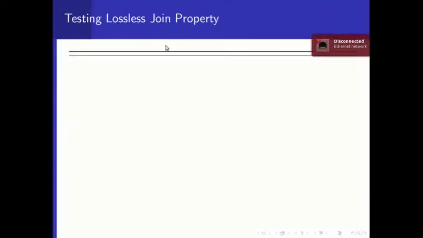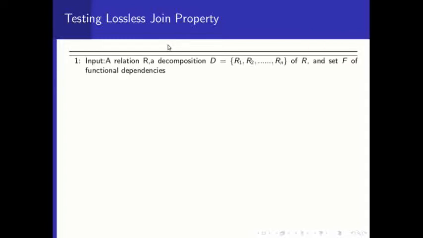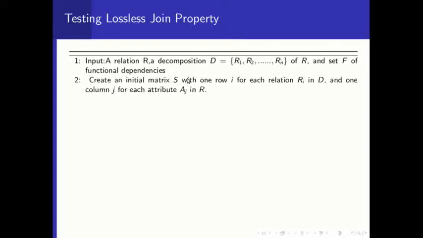For testing the lossless join property, we will be looking into an algorithm. The input is a relation R, a decomposition D = {R1, R2, ..., Rn} of R, and a set F of functional dependencies. This is our input, a decomposed set of relation schemas. The algorithm is to create a matrix S with one row i for each relation Ri. For example, if the decomposition contains three relations R1, R2, R3, there are three rows.